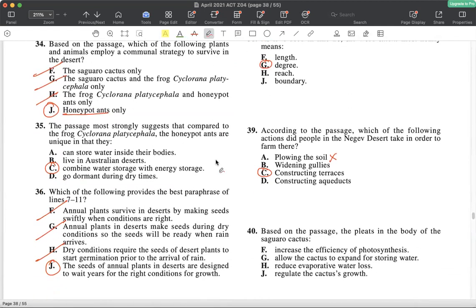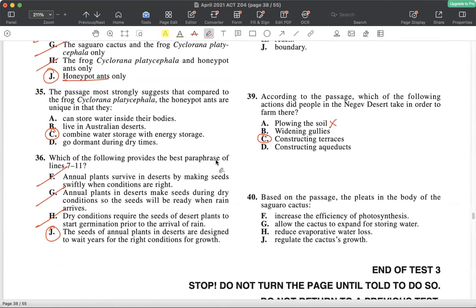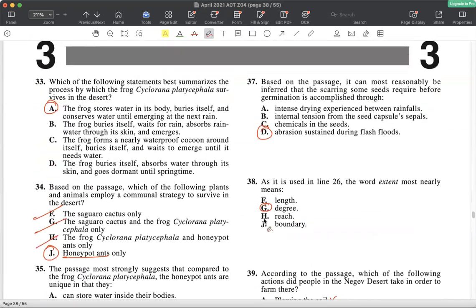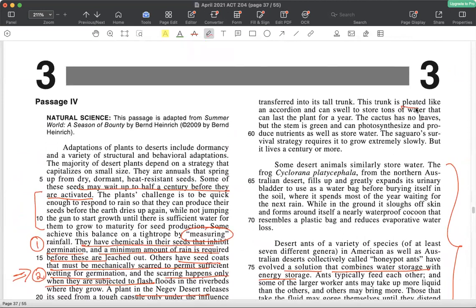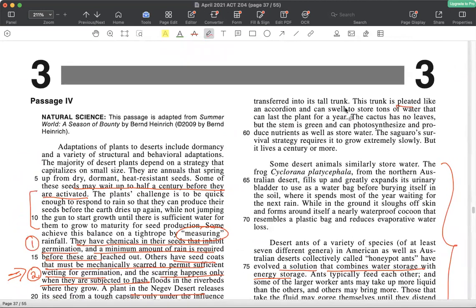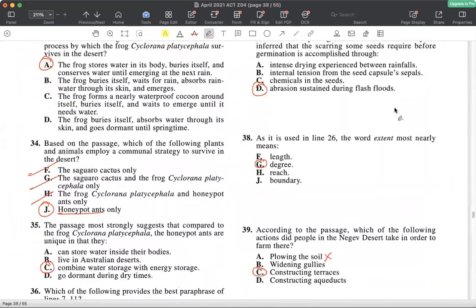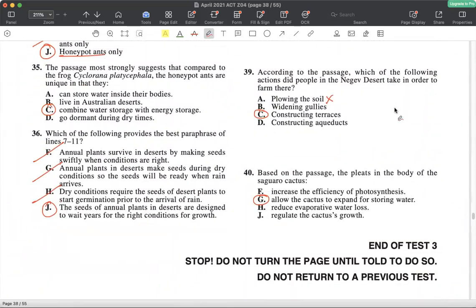So it's C. Based on the passage, the pleats in the body of the saguaro cactus increase the efficiency of photosynthesis, allow the cactus to expand for storing water, reduce evaporative water loss, regulate the cactus's growth. So it's G, right? Because it's given here that the trunk is pleated, like an accordion, and can swell to store tons of water. So those pleats can adjust and grow to store water.